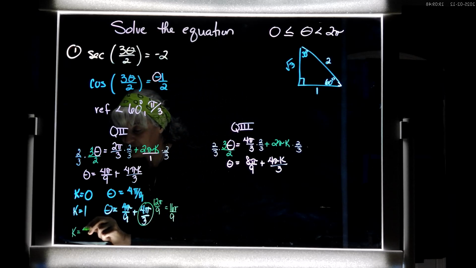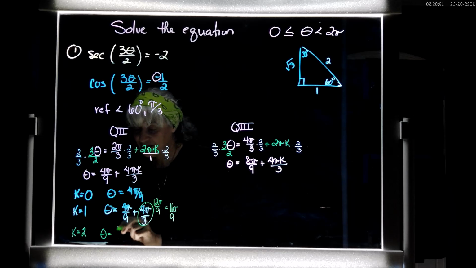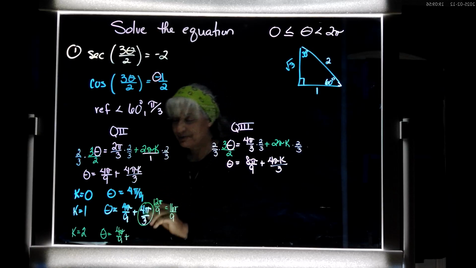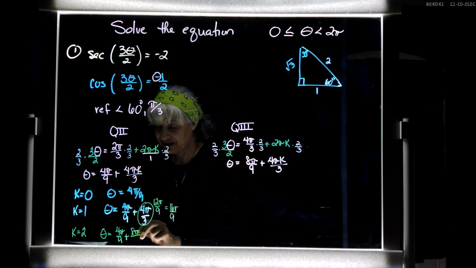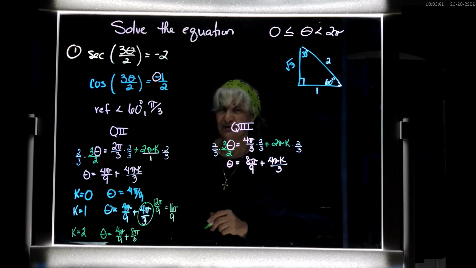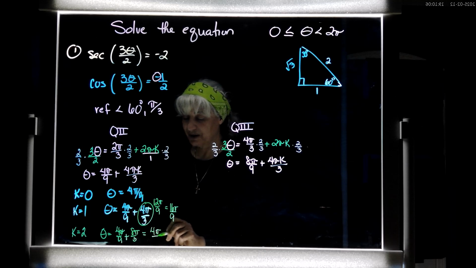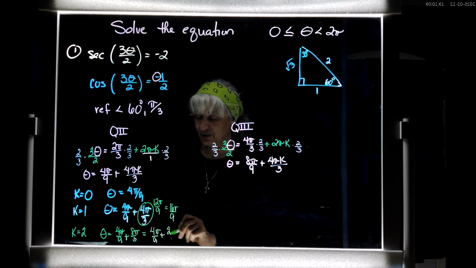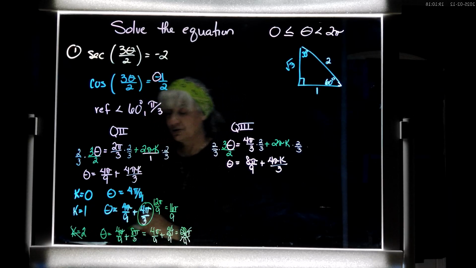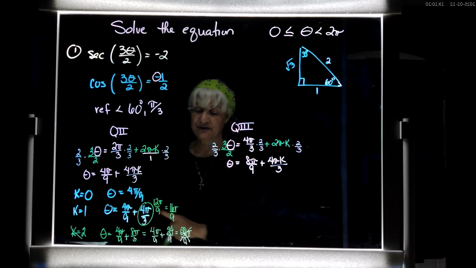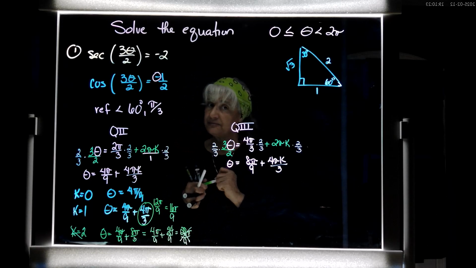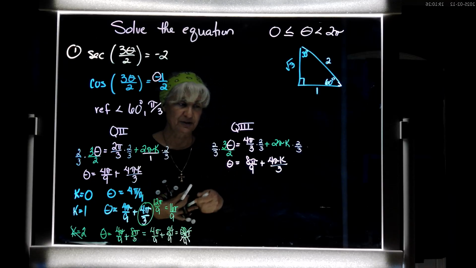All right, let's go with k equals 2. That means I would take 4 pi over 9 and add what? 8 pi over 3? Yeah, I don't think that's going to work, do you? Because if I get a common denominator, that would be 4 pi over 9 plus 24 pi over 9. That's 28 pi over 9. Yet that's not working. So we're going to stop here. We're going to stop with 4 pi over 9 and 16 pi over 9. Cool? Okay. Let's go to this side.